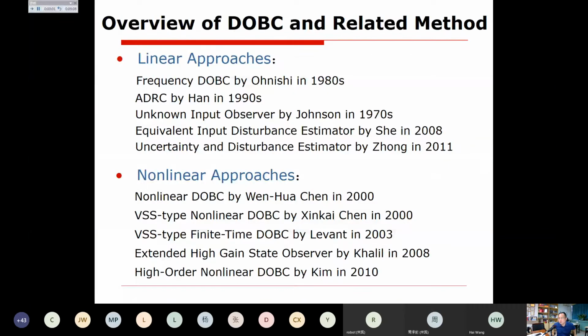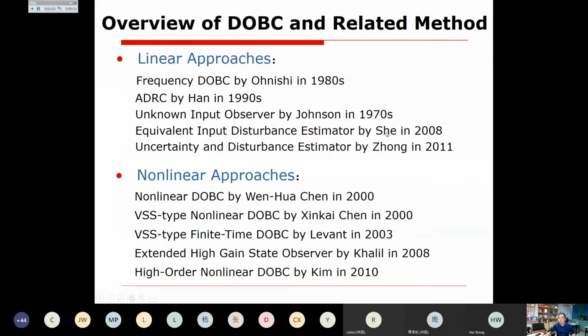Then I will give a brief introduction about DOBC and related methods. The original DOBC method was developed by Professor Ohnishi in the 1980s. Also, a very famous Chinese professor, Professor Han, proposed ADRC in the 1990s. Also, we have Professor Johnson. We lately found that maybe he is the earliest one who proposed the unknown input observer, because this input is not a control input, it's an unknown input. In fact, it's disturbance. So this is another kind of disturbance observer.